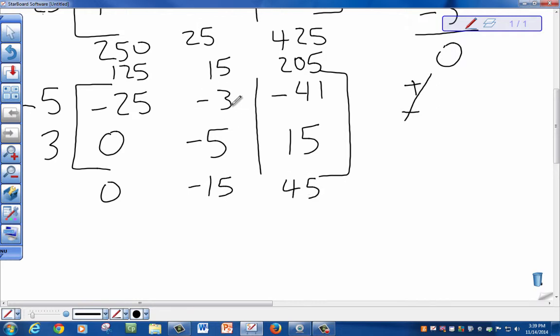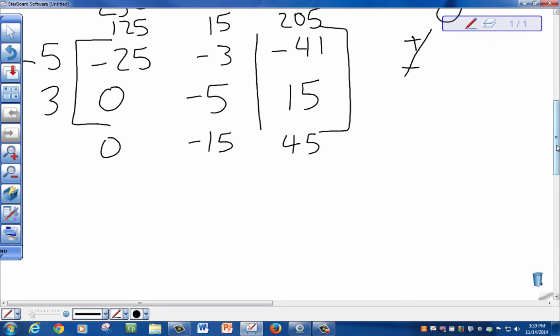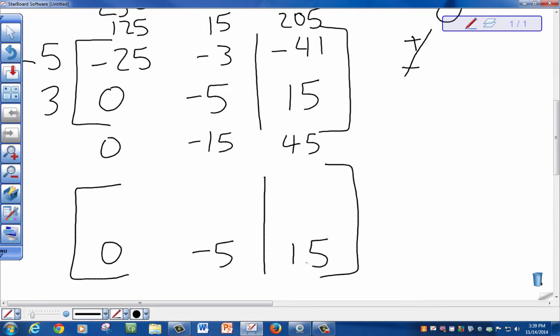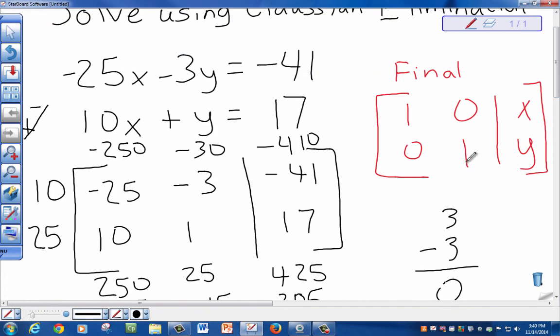Since we're changing this value, that means this row will not change. So our new matrix will be the same: 0, negative 5, and 15. And our numbers will come after we add these two numbers. So 125 plus 0 gives us 125. 15 minus 15 equals 0. And 205 plus 45 will give us 250. Now that we have our zeros, our next step will be to solve for the 1 and 1.